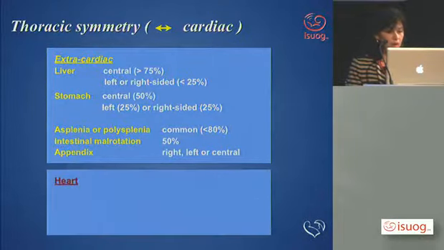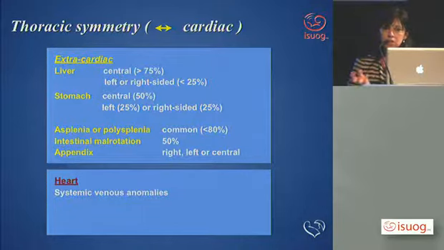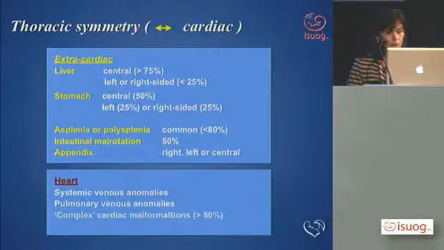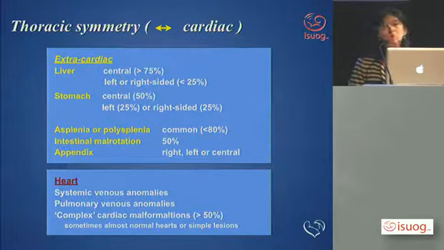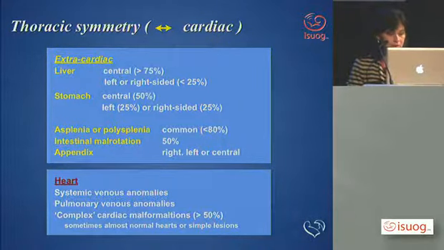Now, as far as the heart is concerned, there will be abnormalities of systemic venous drainage, very common, because the veins come to the atria, and if you have two atria which are right or two atria which are left, the veins don't know where to go, so they go to the wrong place. So we have abnormalities of systemic and pulmonary venous return. So they're common. And quite often we have complex cardiac abnormalities. So if you have complicated hearts, think of isomerism. In the vast majority of cases, more than 50%. But sometimes some hearts can be almost normal or have very simple lesions. So it's not all complicated.